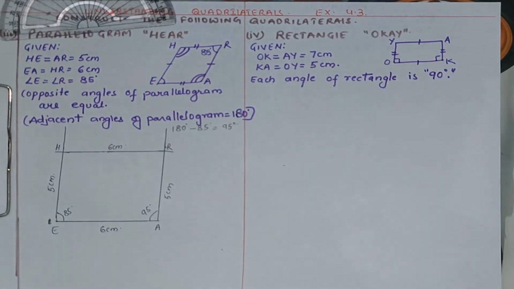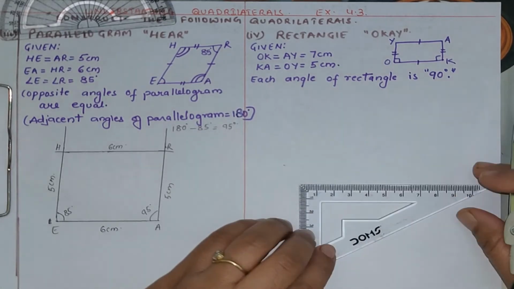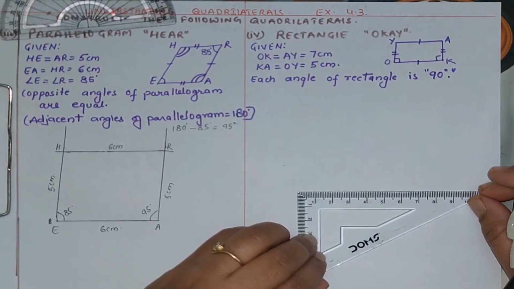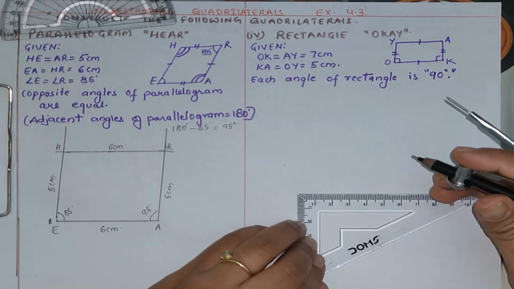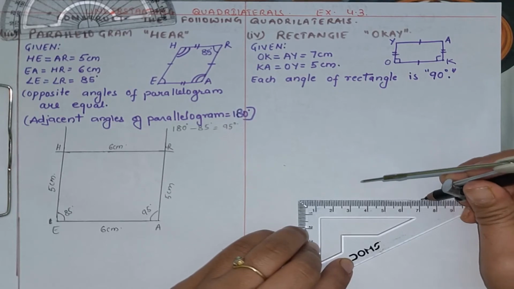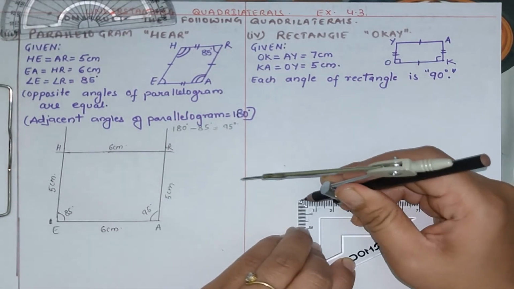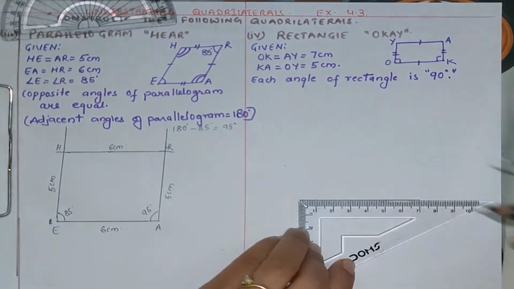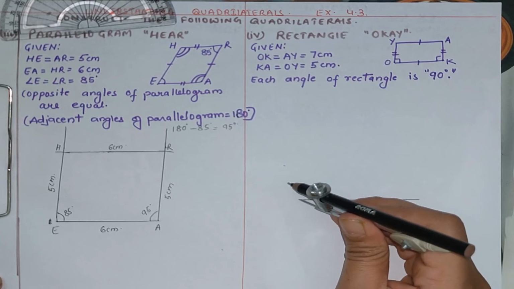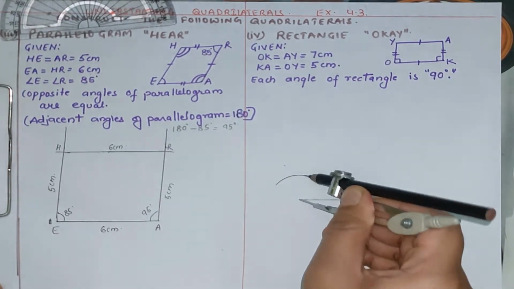The next question is rectangle OKAY. Very simple. When you are going to construct a rectangle or square, it is very simple, because you know each angle of a rectangle and square is 90 degree, and the opposite sides of a rectangle are equal, all sides of a square are equal. So most of the basic concepts are very clear in the minds of the students.